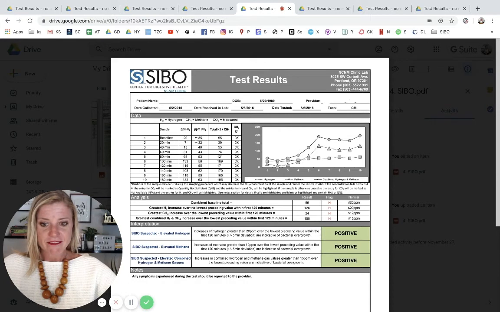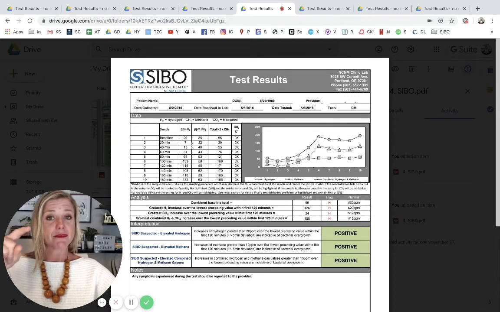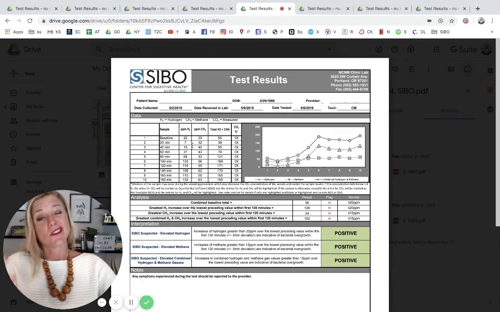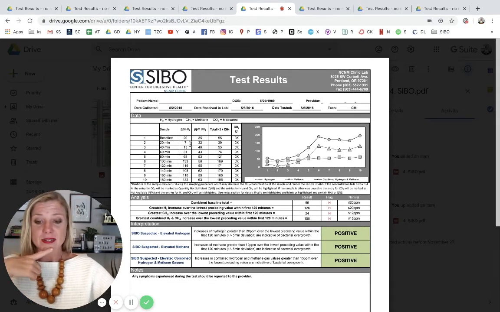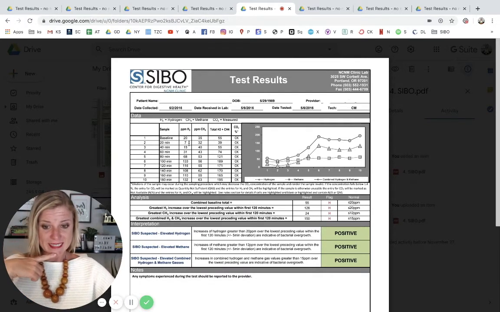Another one, 35, super high baseline, and we're looking for 47 and above at the 80-minute mark. So yeah, I'd say that is SIBO. And this is a good thing to point out: it's over the lowest preceding value, so not the starting value, the lowest preceding value. It's usually the starting value, but not always. So 7, so anything 27 and above, just positive at the 60-minute mark, definitely positive at the 80-minute mark. So I would consider that positive for both.